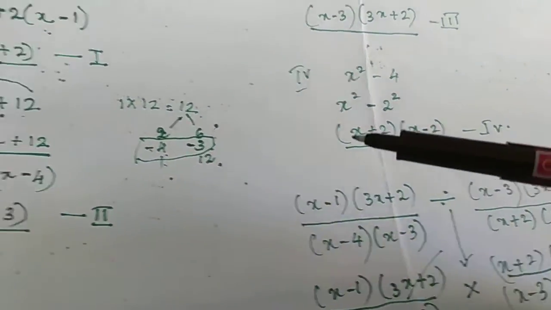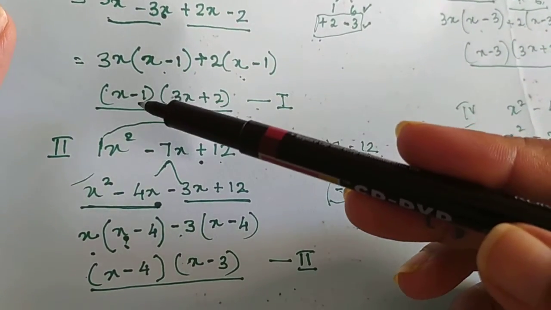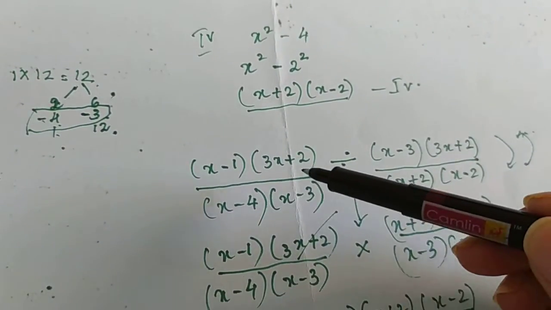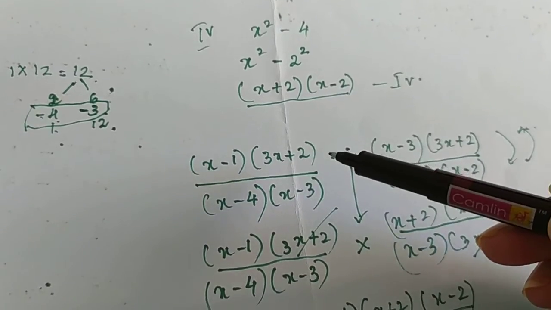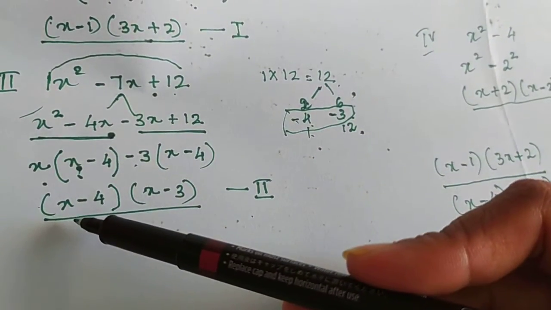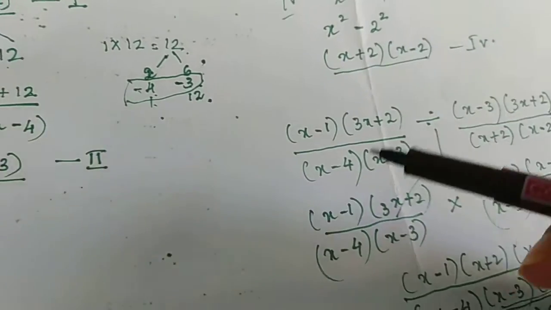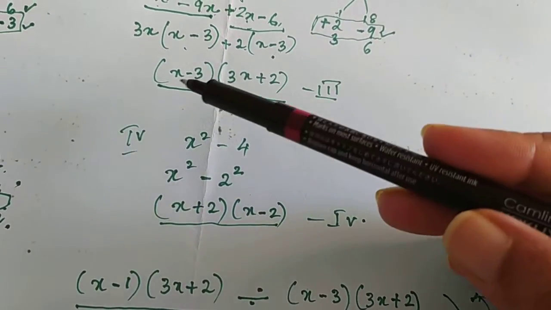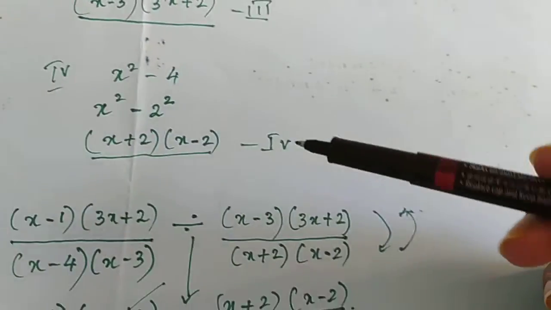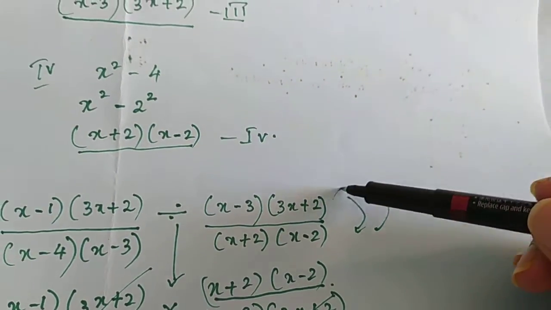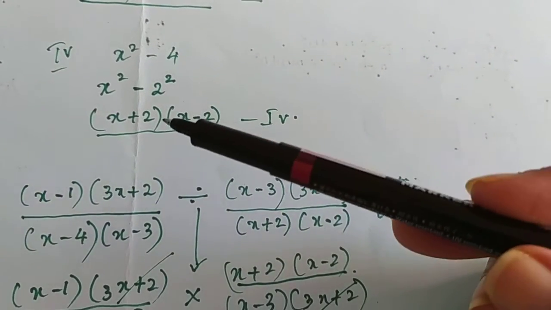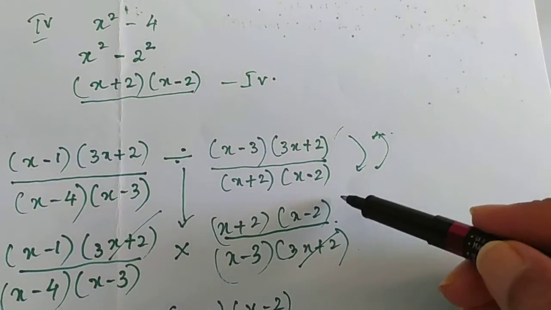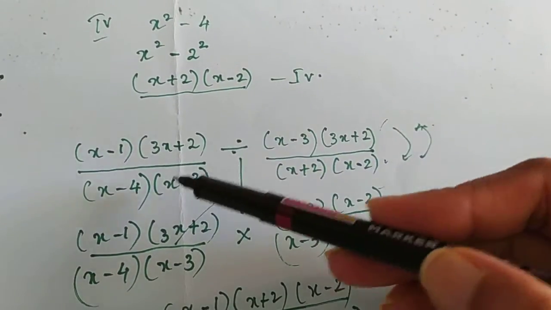Now I'm going to put in that order itself. My first one was x minus 1, 3x plus 2. So I'm going to write the same thing in the numerator, x minus 1, 3x plus 2. The second, the denominator was x minus 4 and x minus 3. I've written that in the denominator. The third one was x minus 3 and 3x plus 2. That's what I have written here. And the last one was x plus 2 and x minus 2. So I have written it here. So first, second, third and fourth.